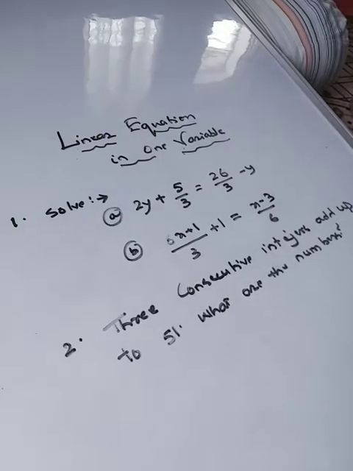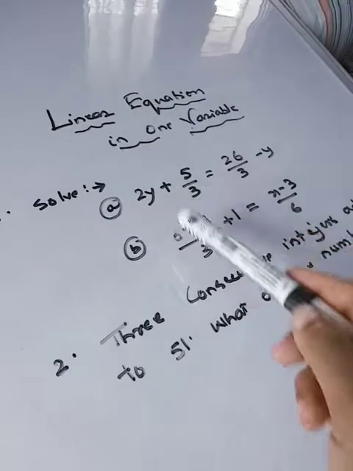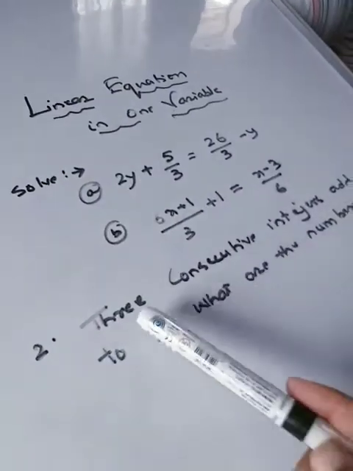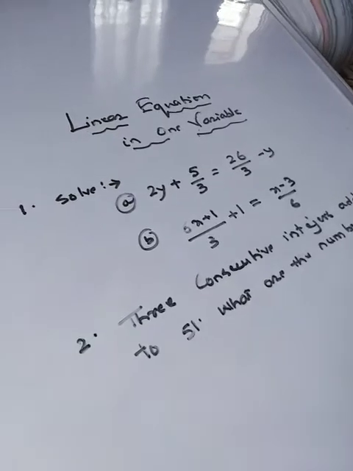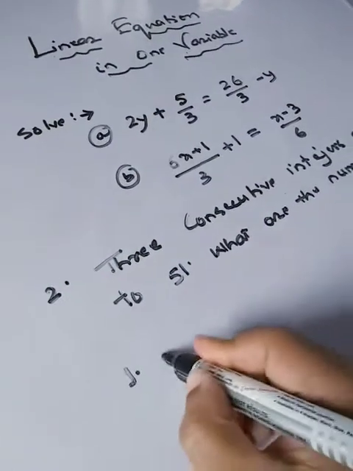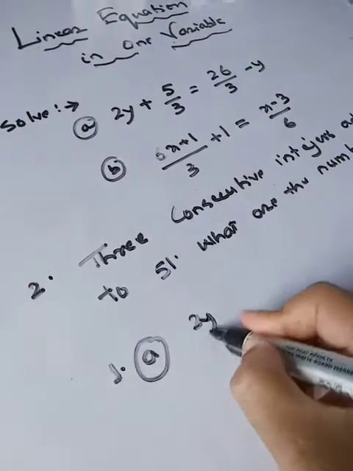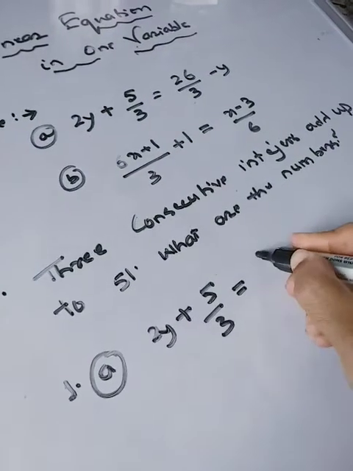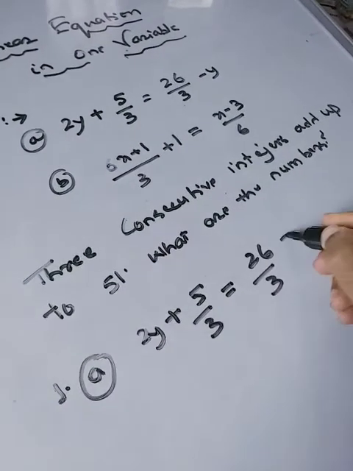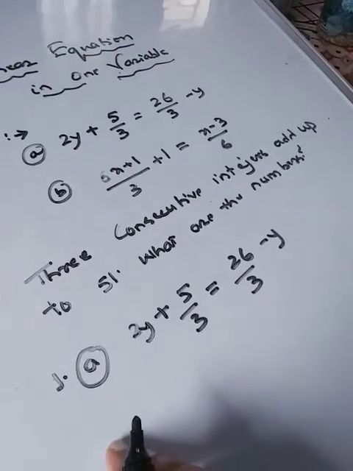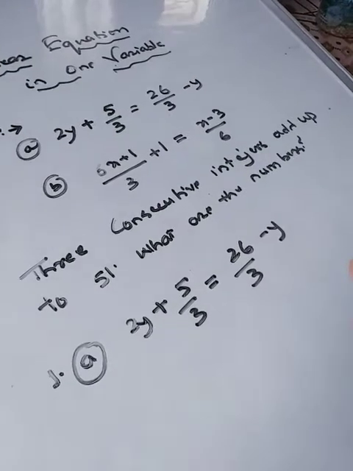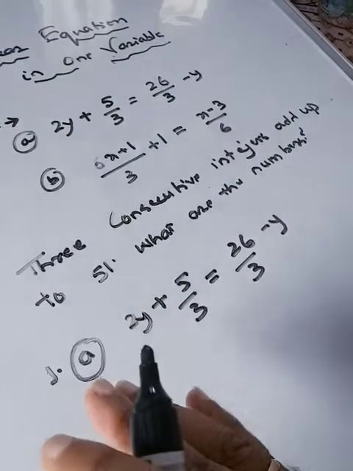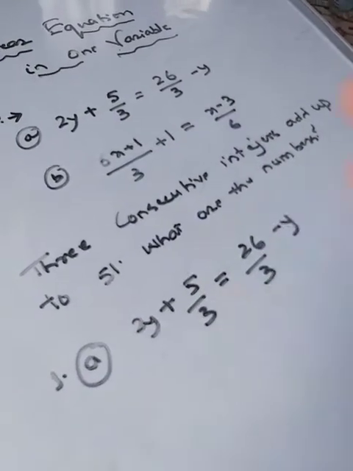Now, what is question number one? I have given two simplifications and one problem sum. So let's begin with question number one. One is (2y + 5)/3 = 26 - 3y. The first thing, you have to bring all the variable terms to the left hand side and take the constant term to the right hand side.